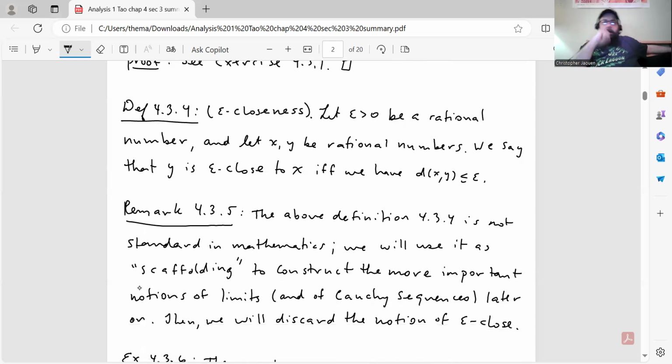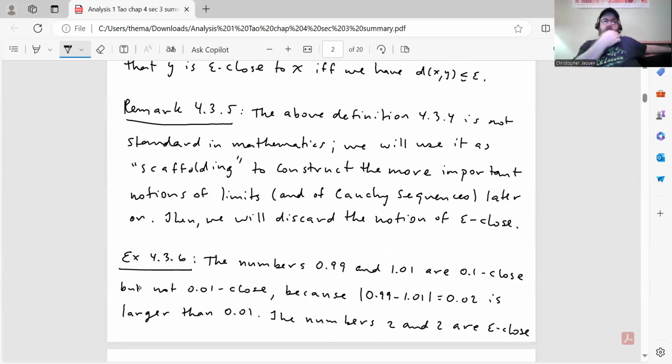Right, then we need another definition here, which he calls epsilon closeness. I think Spivak used similar terminology in one of the sections that we looked at when we were looking at limits in Spivak. But anyway, this is definition 4.3.4. Let epsilon greater than 0 be a rational number, and let x, y be rational numbers. We say that y is epsilon close to x if and only if the distance between x and y is less than or equal to epsilon.